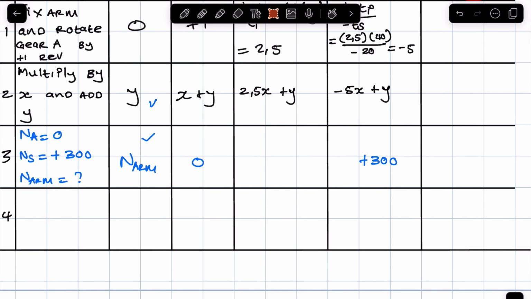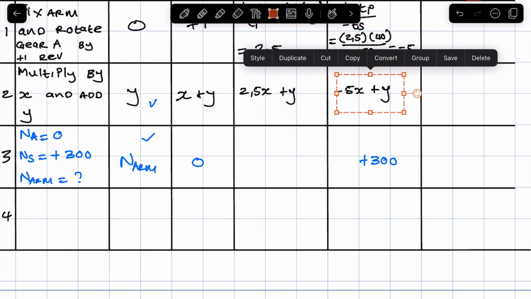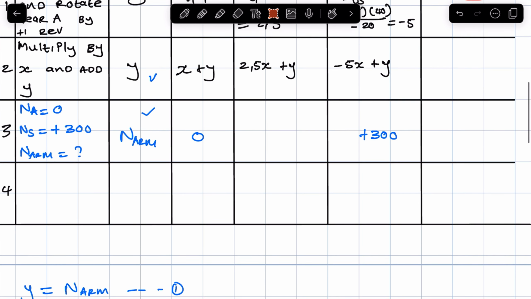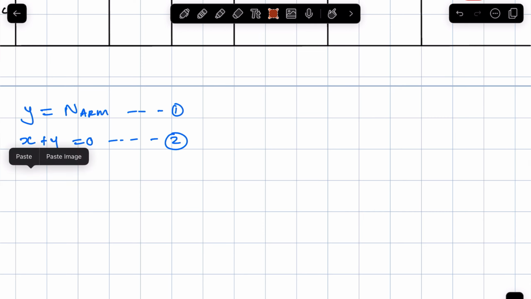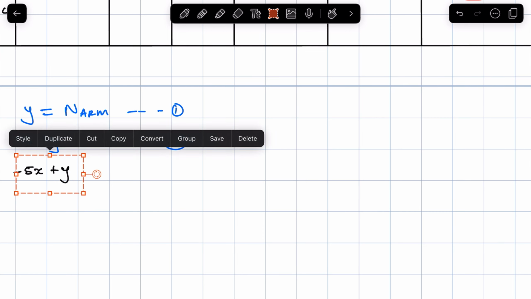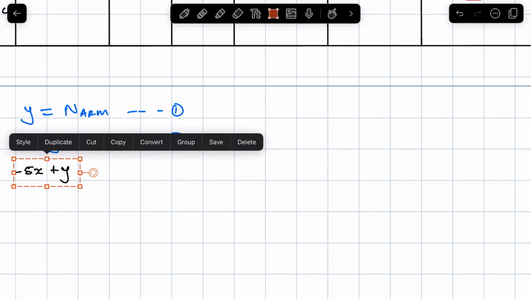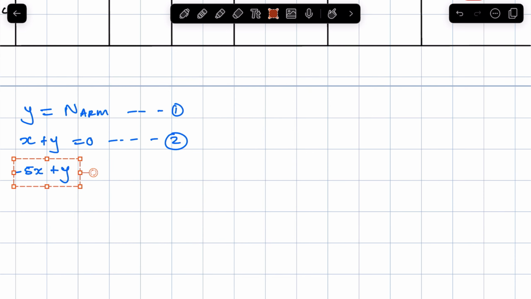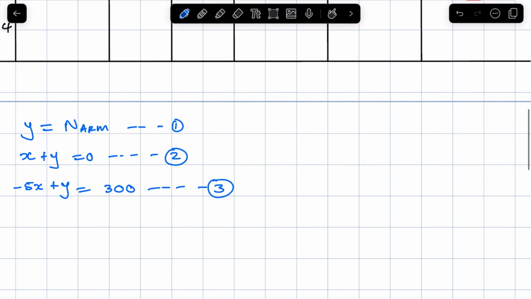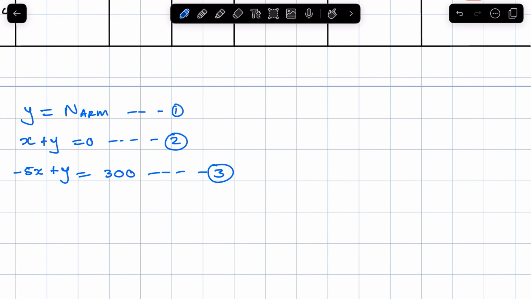Then negative 5x plus y, so we have negative 5x plus y, right, is equal to positive 300. And then we're going to take this as our third equation, right? We are looking for the rotational frequency of the arm. In order for us to get that, we need to get the value of y, right?